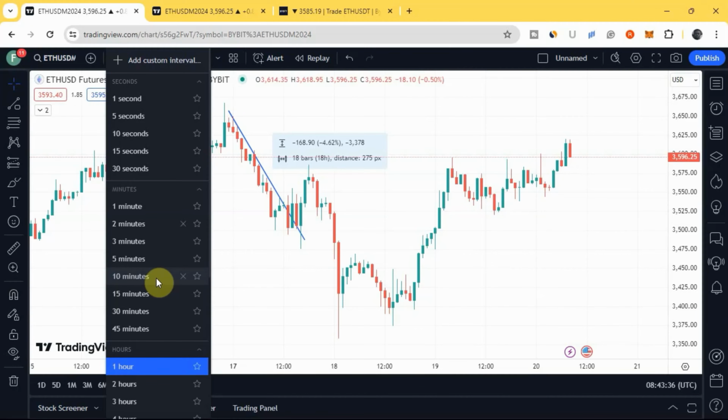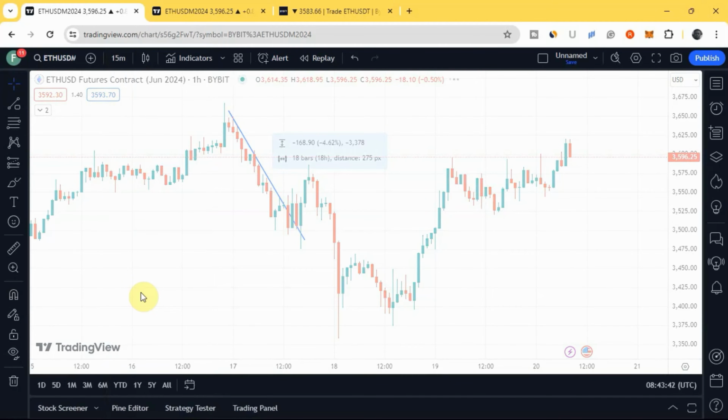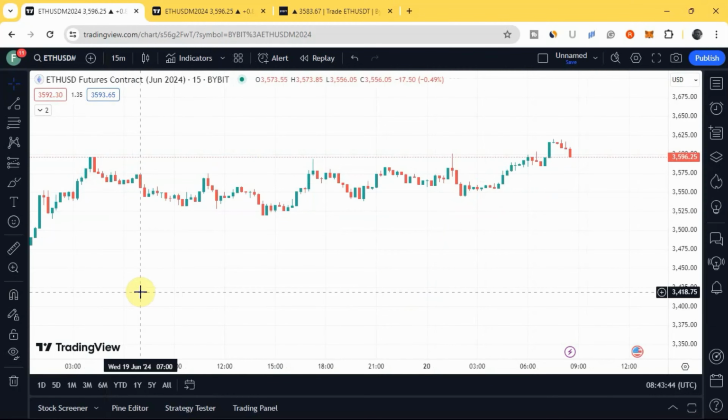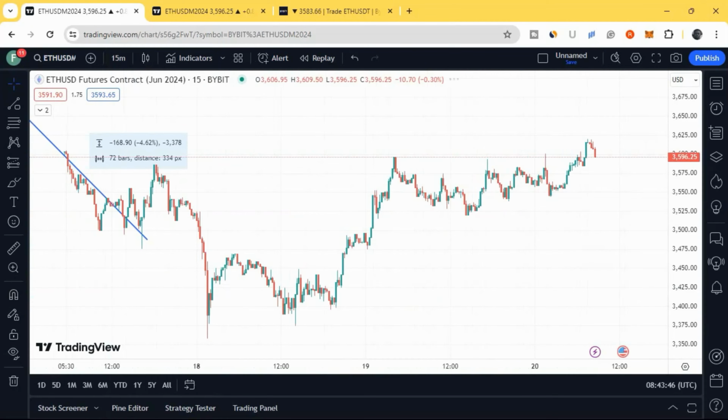So for this video, I'll be picking 15-minute time frame. So I'll come right here, see where you have 15 minutes. I'll change this chart to 15-minute time frame. So our chart is going to change. So you can see we have the new chart right here. So this is our 15-minute time frame right here.